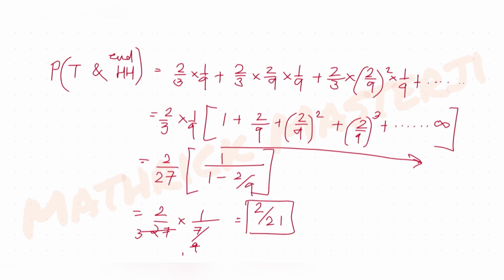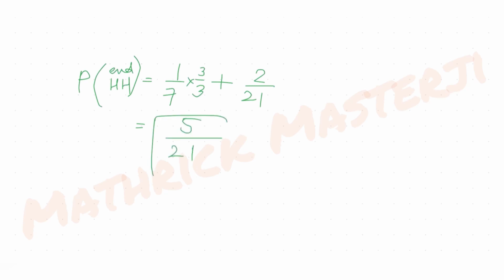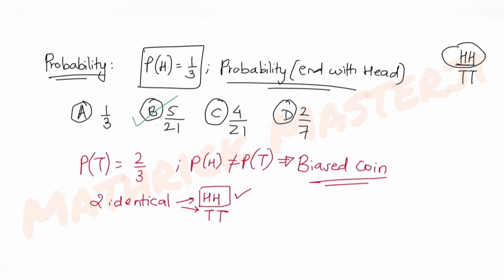And if I want to find the answer which is asked in the question, it says probability of ending with both heads. And I add the two scenarios here. One is 2 over 21. The other was 1 over 7. If I make the denominator the same, multiplying by 3, I get 3 plus 2, 5 over 21. And if I look at the answer choices for the question that is given to us, this 5 over 21 matches with option B. So B becomes the correct answer for the question that is given to us here.